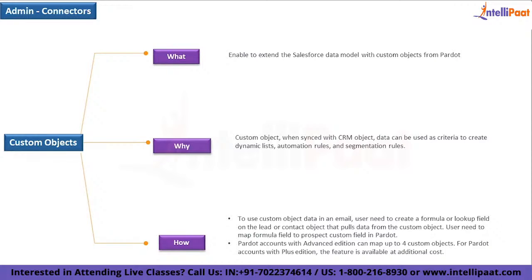So that's the definition. In a Pardot account with advanced edition, we can have up to 4 custom objects. So we can create up to 4 custom objects, but we can create multiple fields. For creating a field, we don't have a limit, but to create custom objects, we have a limit. If you want to go beyond that number, it will attract an additional cost.